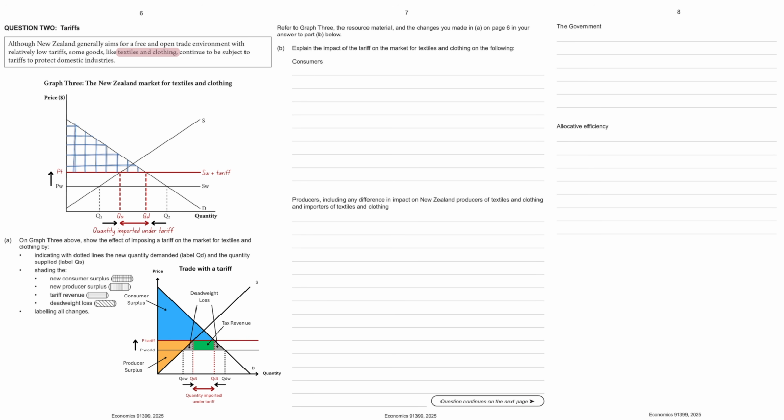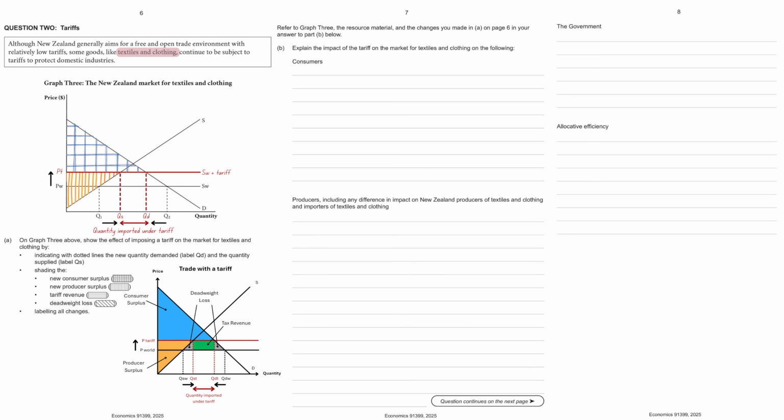The producer surplus is the difference between what producers are willing to sell for and actually sell for. So it goes from what producers are willing to sell for, which is the supply curve, and all the way up to the price that they actually receive, which is PT. So remember, when we say producers here, we're talking about the producers in New Zealand. Nothing on this graph actually talks about overseas people. Everything relates back to New Zealanders.